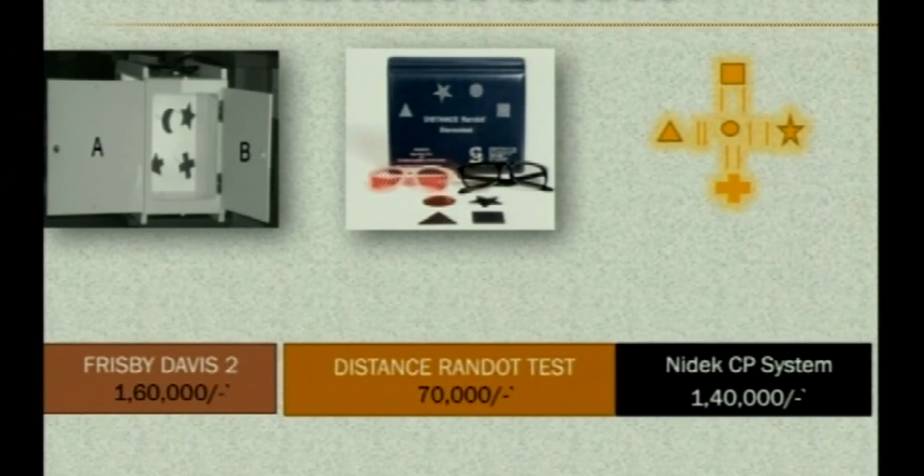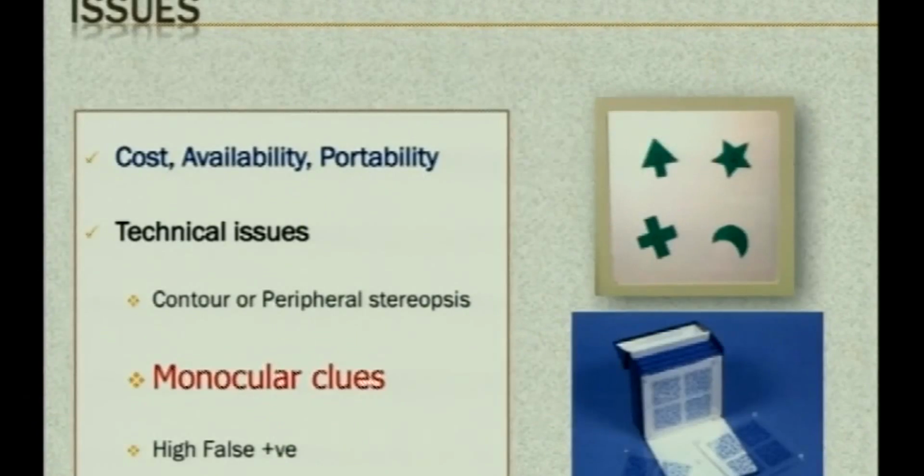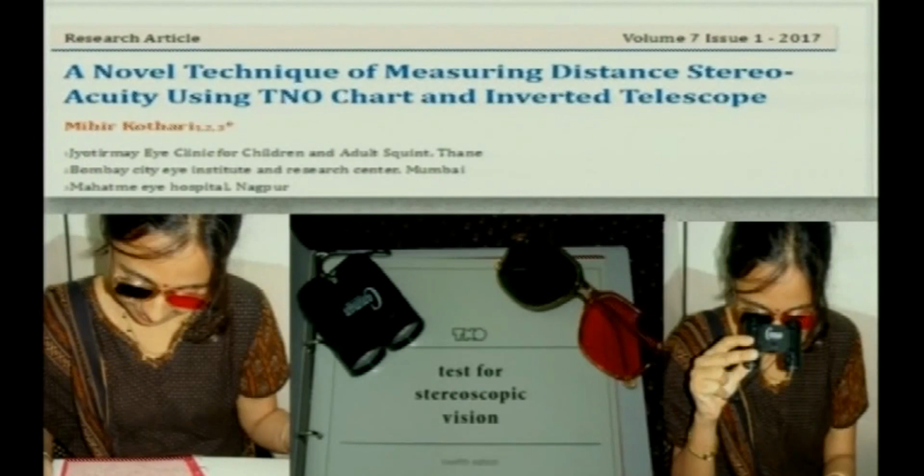Currently available tests are: number one, the Frisby-Davis test, which is the most popular test, which is kept at a 3-meter distance. It's a contour stereopsis test, quite expensive, 1,60,000, and provides only one plate for the checking. You have the distance Randot test, which is relatively cheaper, but has a high amount of false positives, and the NIDEK CP690 system, which is what we have been using. The tests uniformly have technical issues also, like they measure only contour or peripheral stereopsis, and all of them have false positives because of the presence of monocular clues.